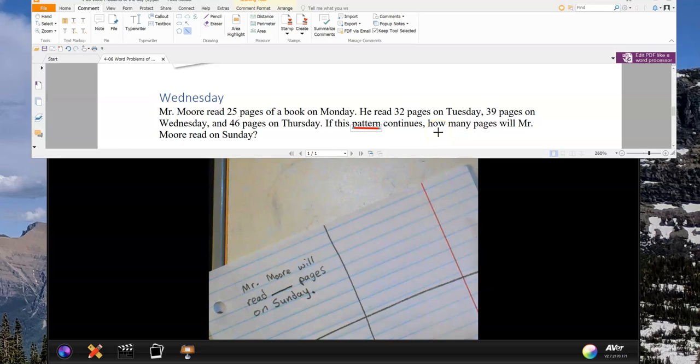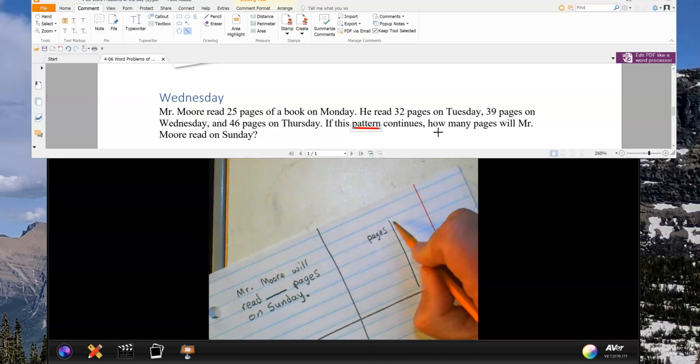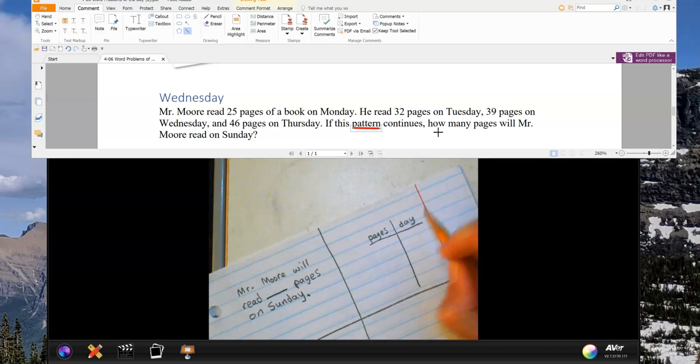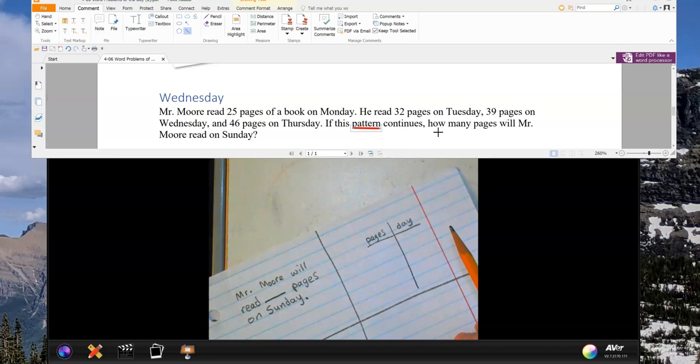So I'll make a table here with pages and day. I'll have two columns, one for pages and one for day. That way I can go through this and mark down everything I see in the word problem, and then I should be able to find a pattern and determine how many pages Mr. Moore read on Sunday. So let me go through it.